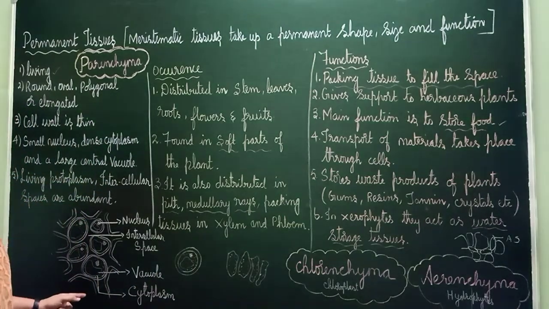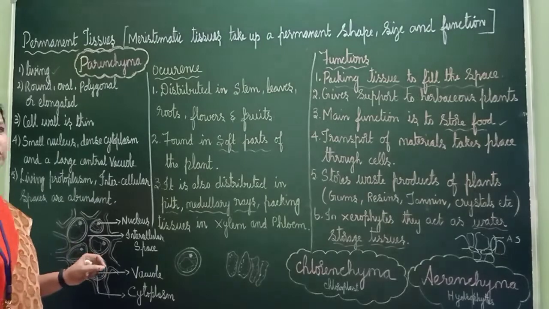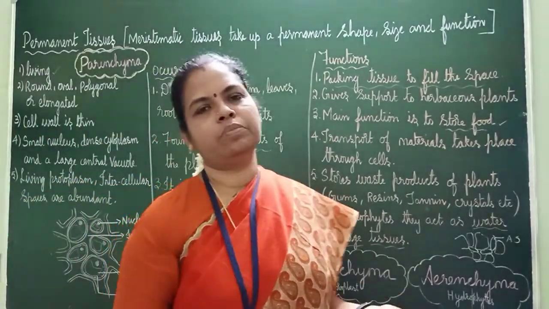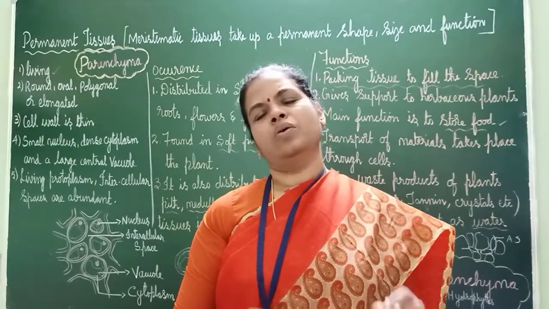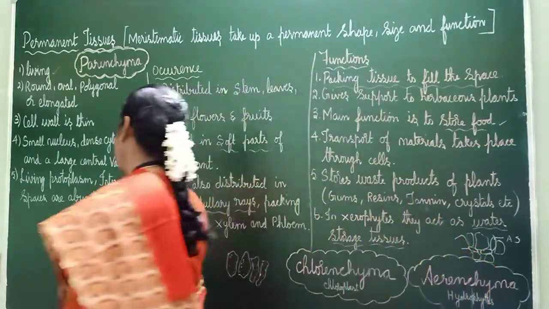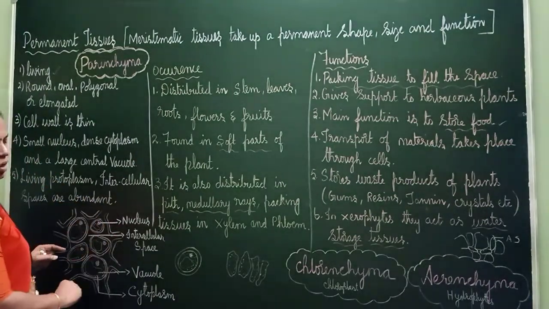This diagram is very important. You should draw and practice. And here you see I have labeled the diagram also. Nucleus. Each and every diagram in biology should be labeled. If you are not labeling, you will not get marks. So have this practice. Whatever the diagram may be, there should be at least 4 labelings. So here this is nucleus. In between two cells, this is intercellular space.